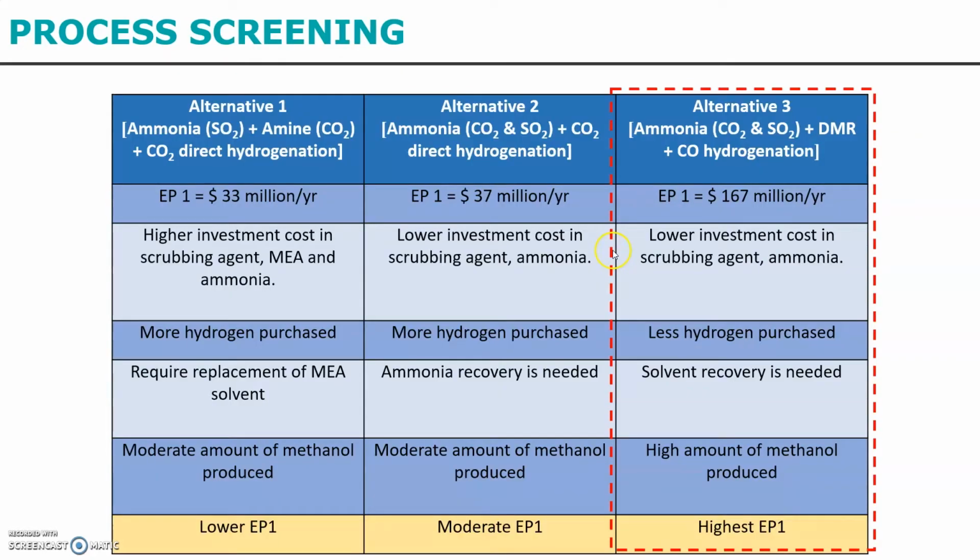So as the conclusion, we have decided to use alternative 3 for our process design, since we require lower investment in scrubbing agents, since we use ammoniated water for both flue gas desulfurization and CO2 capturing, less hydrogen purchase since we produce some of our hydrogen, and a higher yield of methanol since we use CO hydrogenation instead of direct CO2 hydrogenation. Due to this, it produces the highest EP1 compared to the other alternatives. Okay, moving on to the next part.